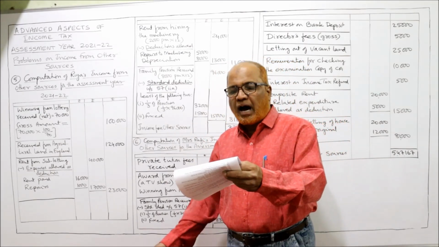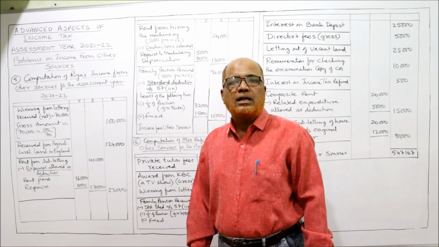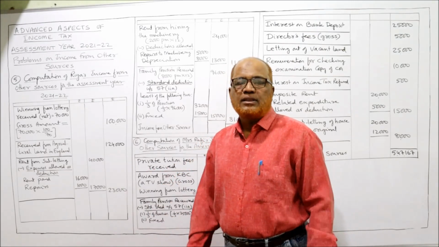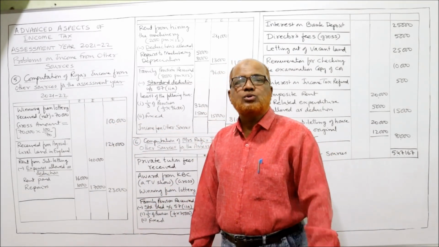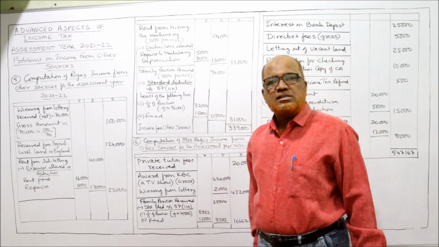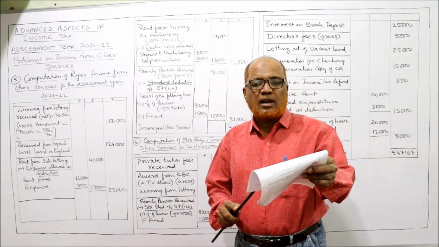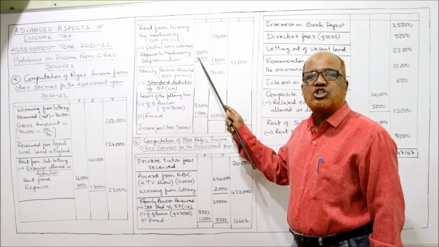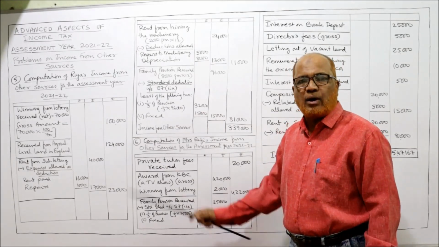Next one is rent from hiring the machinery, 2,000 per month. Rent from let out of plant, machinery, furniture. When the plant, machinery, furniture is let out, the rent received or hire charges received is taxable under income from other sources. 2,000 per month, 24,000. So rent from hiring plant and machinery, 24,000. From this, deductions allowed for expenditure incurred on that machine. So what are the expenditure? Repairs to machinery 5,000, depreciation 8,000. So 5,000, 8,000 are deductions allowed. So 13,000 deduct, 11,000 rupees is the taxable amount.